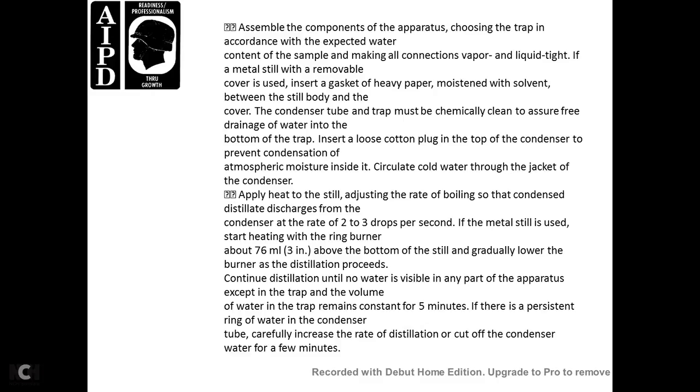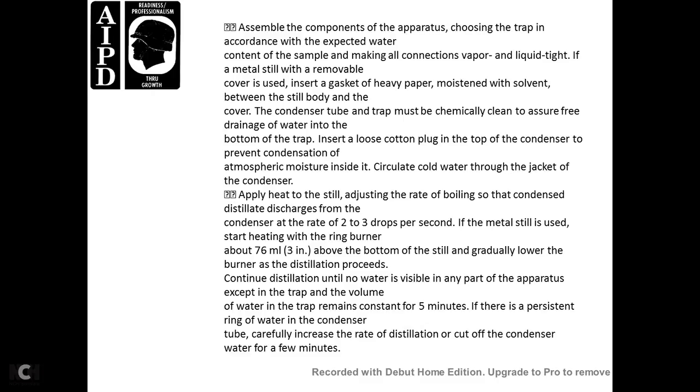The trap must be chemically cleaned to assure the free drainage of the water at the bottom of the trap. Insert a loose cotton plug at the top of the condenser to prevent the condensation of atmospheric moisture inside. Circulate cold water through the jacket of the condenser. Apply heat to the still, adjusting the rate of boiling so that the condensate discharges from the condenser at the rate of 2 to 3 drops per second.